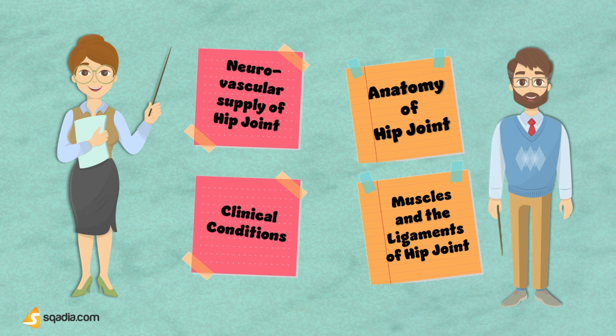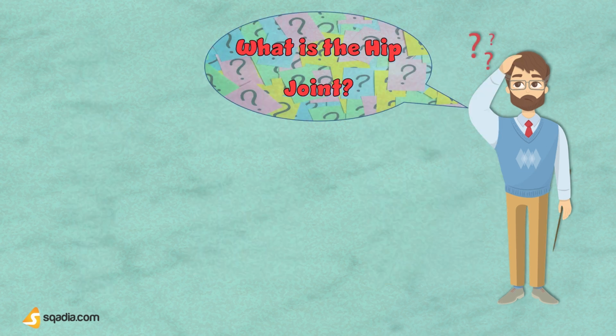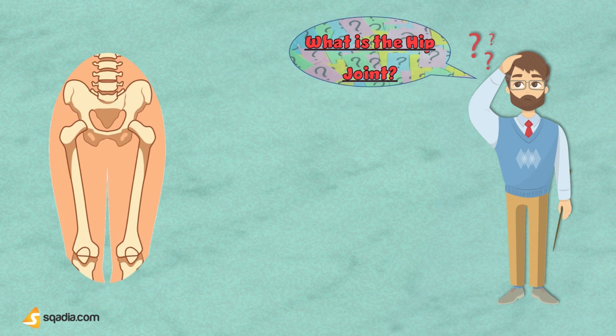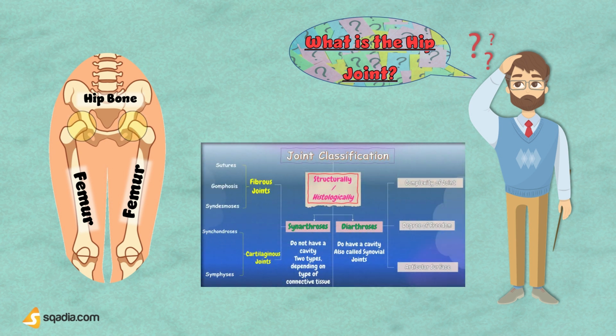So, let's dive right into the topic of hip joint, starting with the question, what is the hip joint? As you may already know, a joint is a place in your body where two bones meet. Here is the location of the hip joint. It is one of the largest joints in your body, after knee joint, that we will discuss in a separate video. The hip joint is a connection point between your thigh bone, that is the femur, and the hip bone or pelvis. In a previous video, we have discussed the classification and types of joints found in the human body.